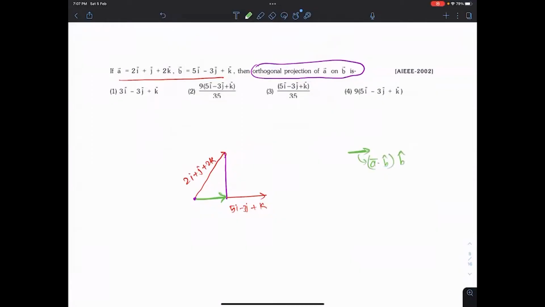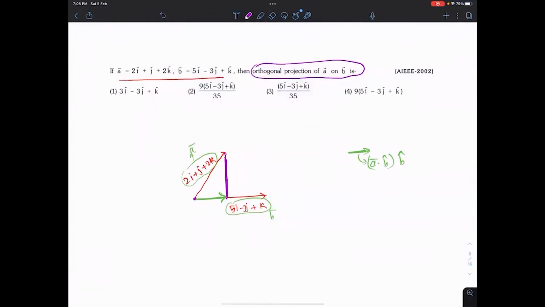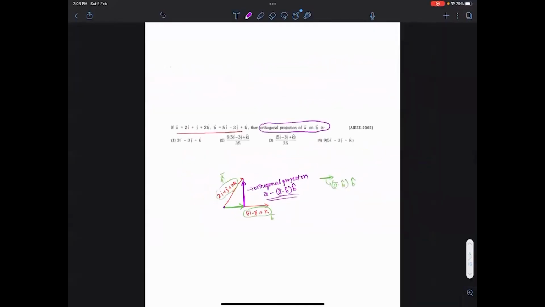Now I am saying A bar projection, you are doing A bar on B bar, no? That remaining vector, this one, the violet one, that is the orthogonal projection. So if you just follow the triangle rule, it is A bar minus A bar dot B cap into B cap. That's all. Do that one, you will get it. Next.